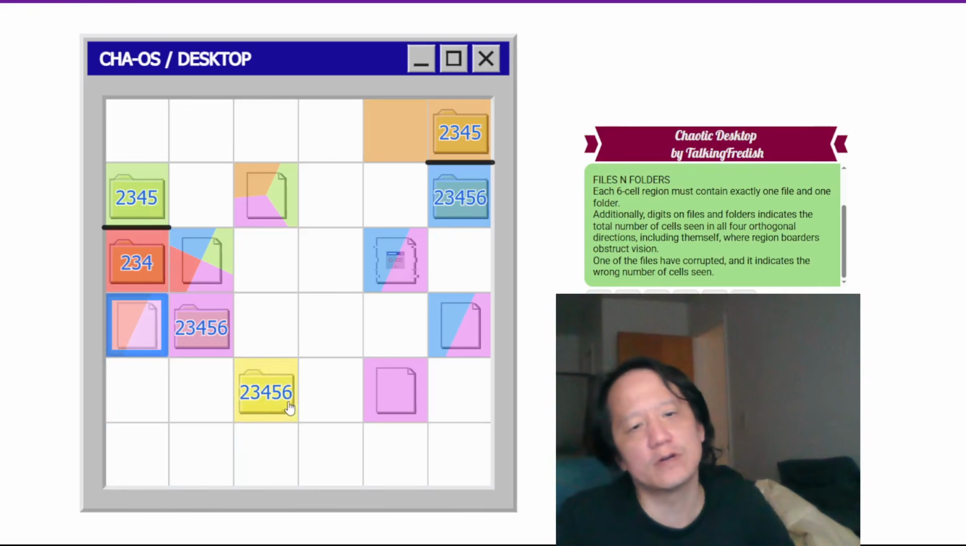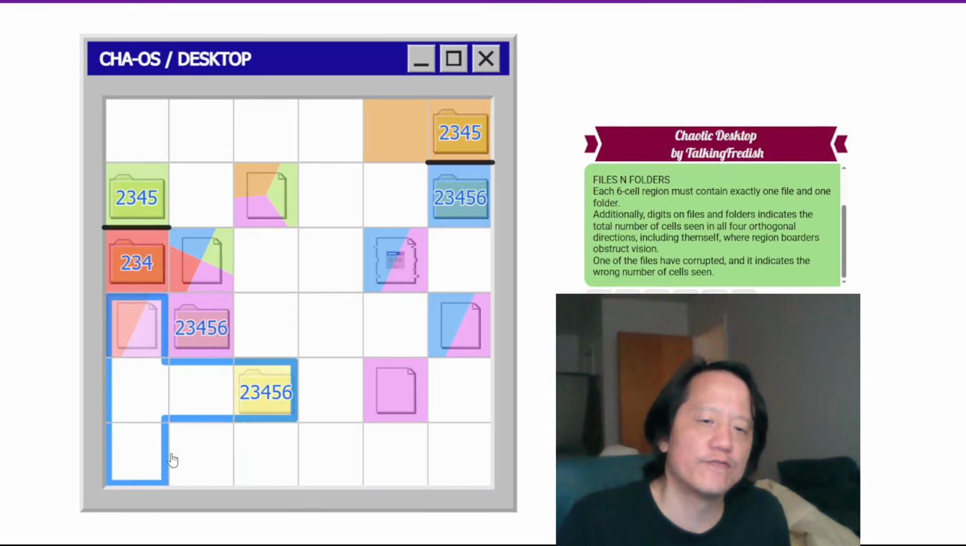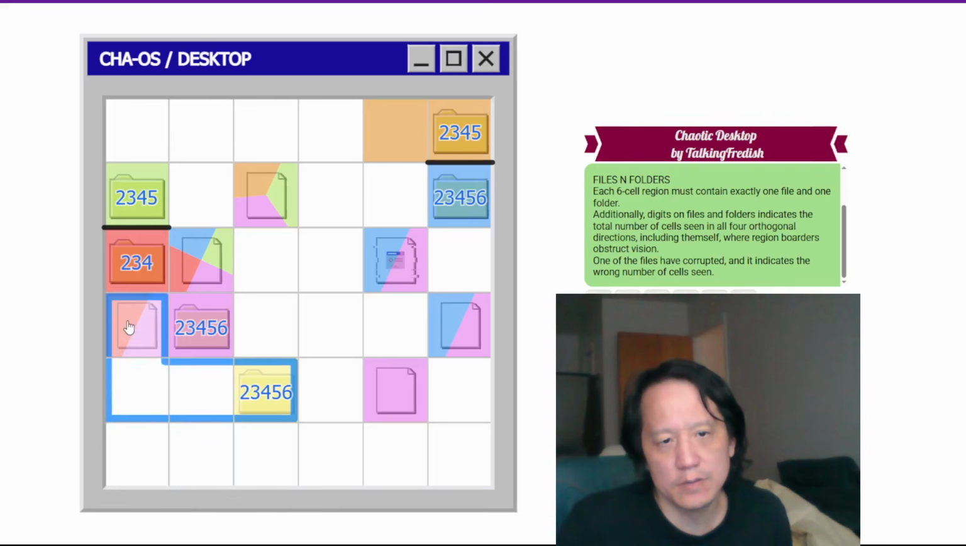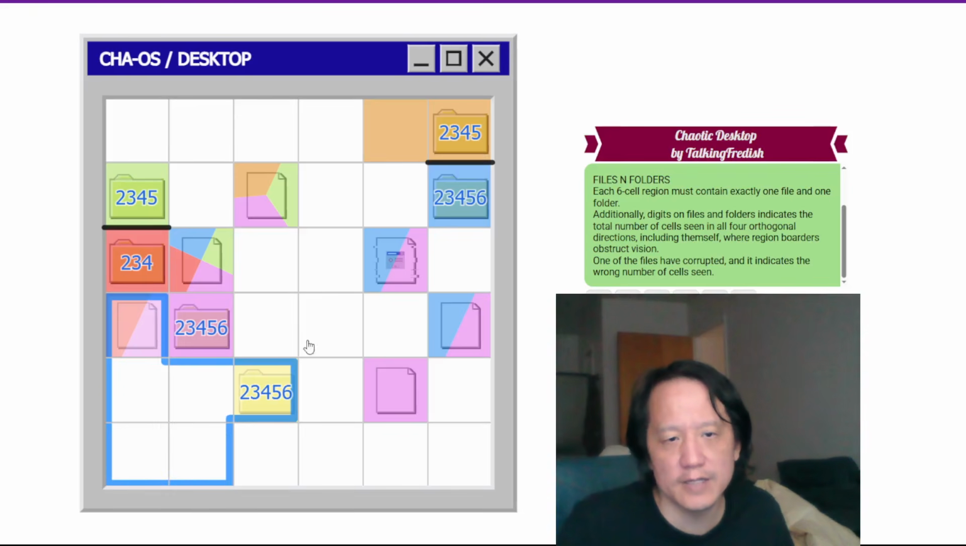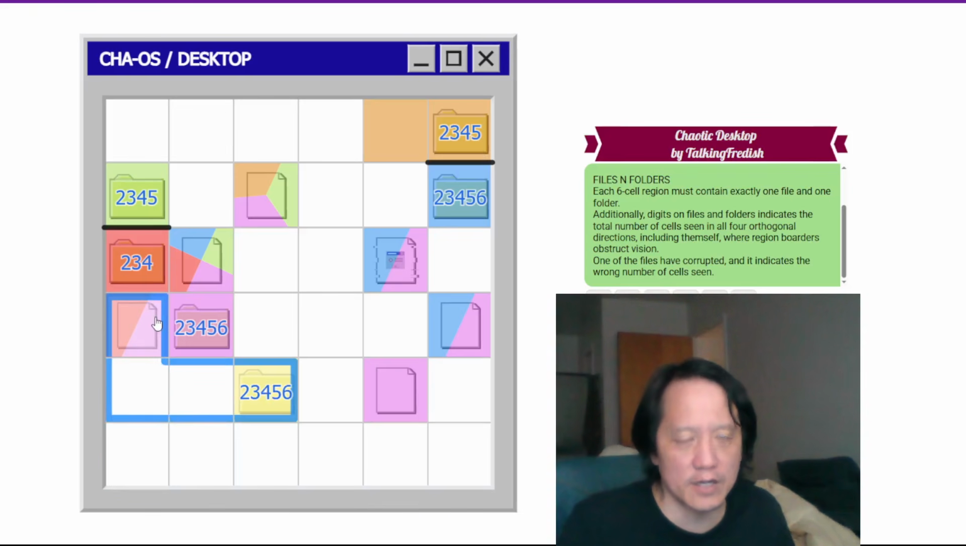Can it go here? 1, 2, 3, 4, 5, 6. The problem with yellow going this way is these 2 cells cannot get to any other cells except yellow. And this cell can't get to yellow, can't get to any other cell except pink. But the pink then would not have a file in the region. So yellow cannot go this way.